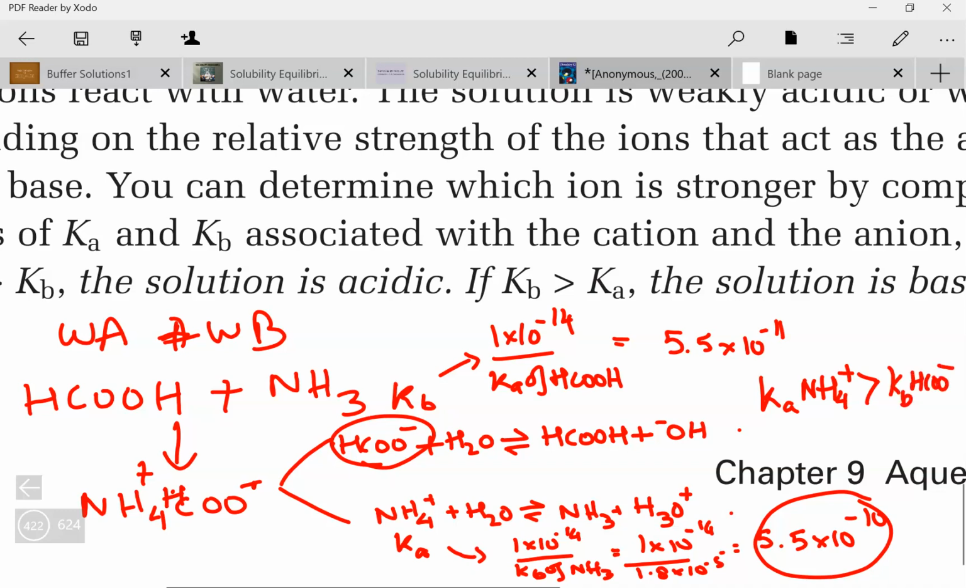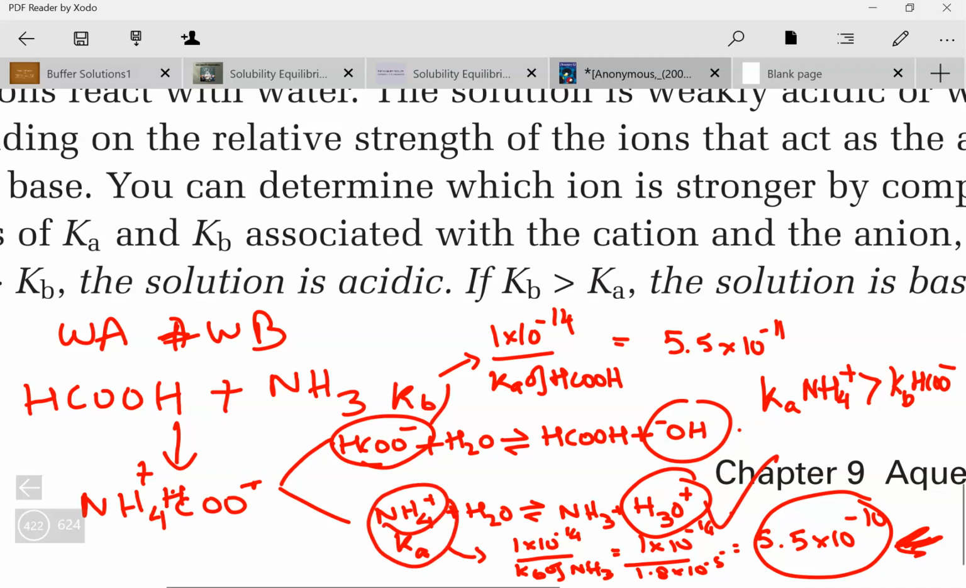And we know that, again, the K value gives us the extent of the reaction, or how much products are formed relative to the reactants. It's the equilibrium. So at equilibrium, is there more products or more reactants? And the higher the K value, the more products there are. So here, ammonium is going to produce more H3O plus than methanoate produces OH minus. And therefore, it is a slightly acidic solution, because the Ka of ammonium is greater than the Kb of methanoate. So that's how you compare them.